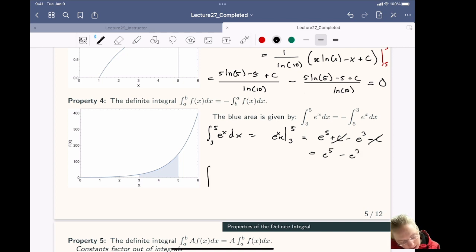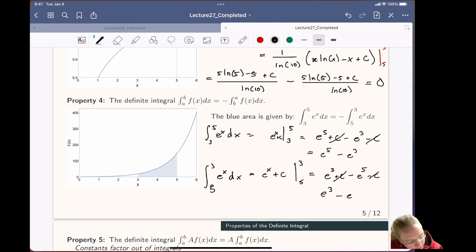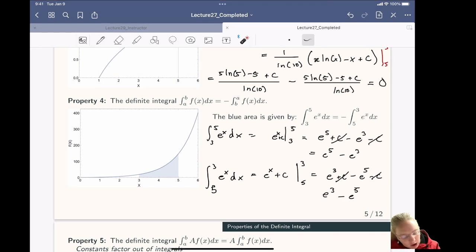All right, now if we did it the other way, so we integrated from 5 to 3 of e to the x dx, we would have e to the x plus c evaluated between 5 and 3. Now you plug in the upper limit first, so you have e to the 3 plus c minus e to the 5 minus c, which gives us e to the 3 minus e to the 5, which is the opposite, the negative, of what we got there.